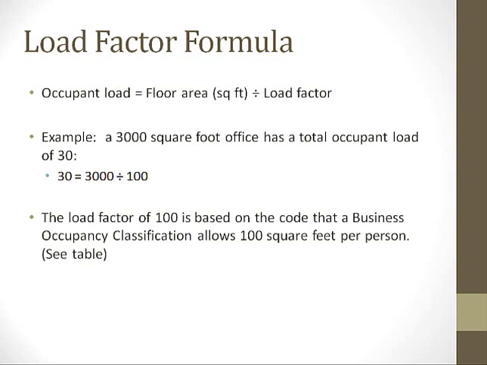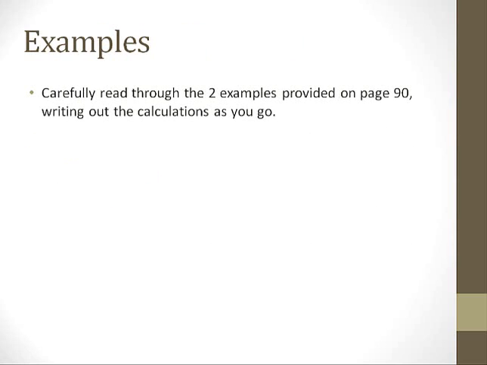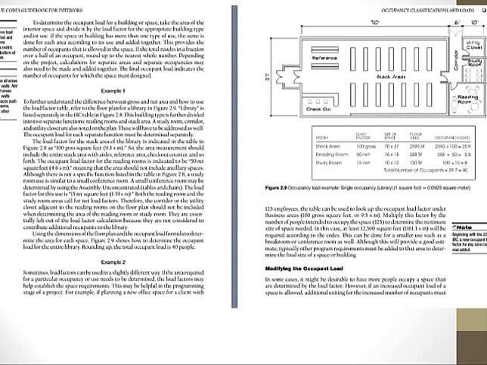The load factor of 100, again, is based on the code that a business occupancy classification allows 100 square feet per person. Again, that's a gross area, and that would include desks and other business type furnishings and equipment that would be required. So you have some great examples in your textbook. There are two on page 90, so I encourage you to pause here, get out your book, and carefully read through those, write out the calculations to make sure you understand them as you go.